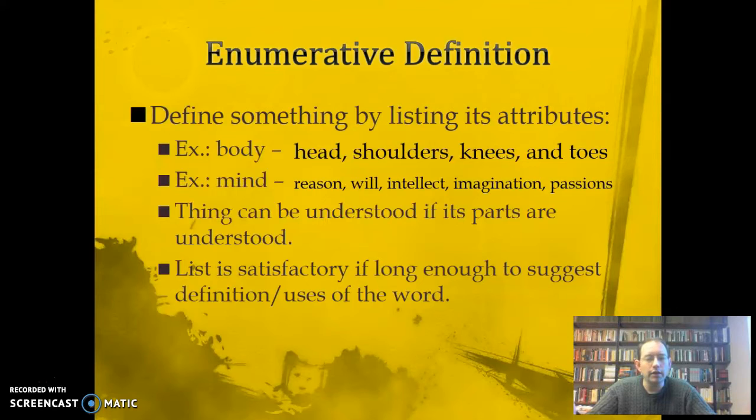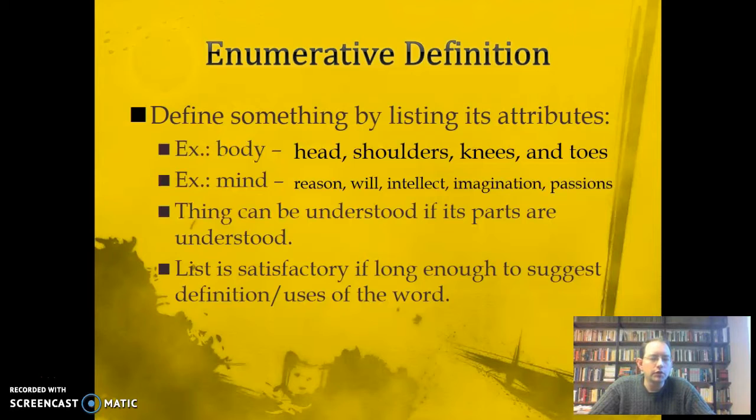But for the mind, being a non-physical thing, as you've been talking about, I'm sure, in Bible class, I'd say these are the attributes of the mind, right? The point of an enumerative definition is that, as aspects or qualities, you can understand this concept if you understand its parts, right?